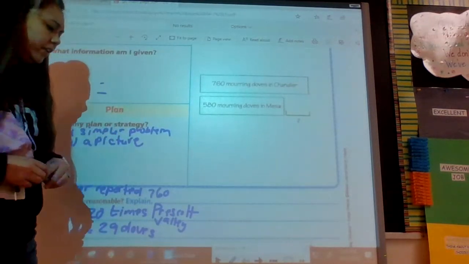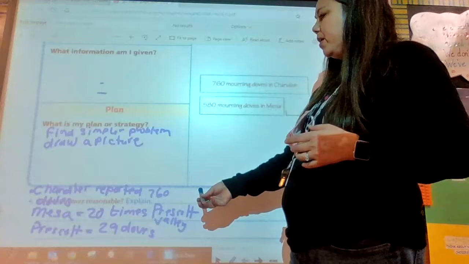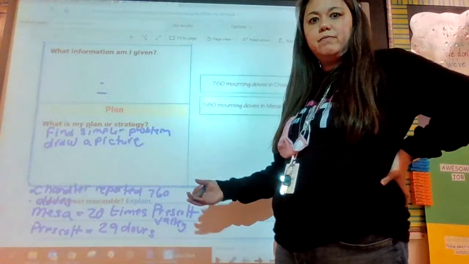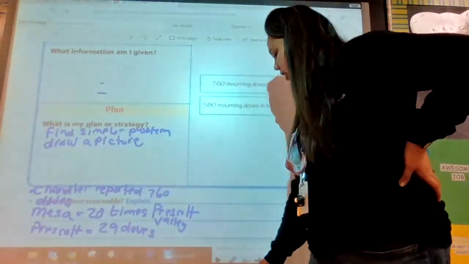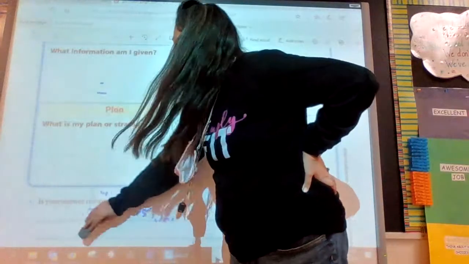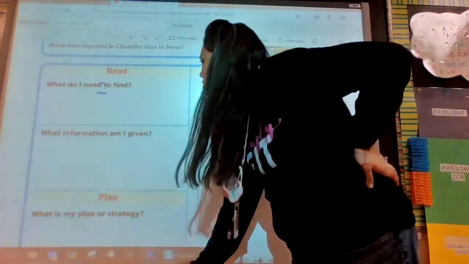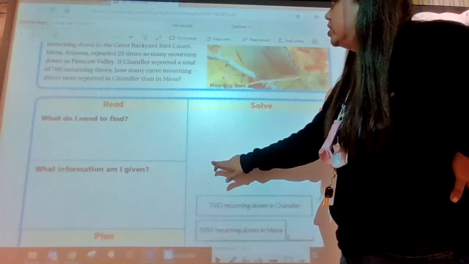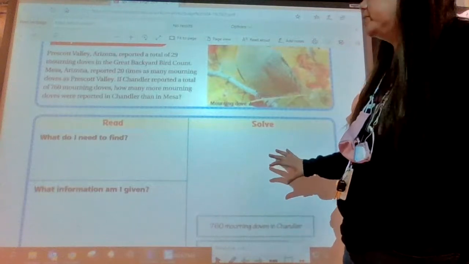Well, to devise a plan, I would probably need to find out how much Mesa had seen first. Okay, because that would give me the information. Then I could use what I knew about Chandler. So then over here on this side, we're going to actually solve this problem. I'm going to pull it down just a little bit because I erased all that information and I needed to see 29. I needed to see the numbers.